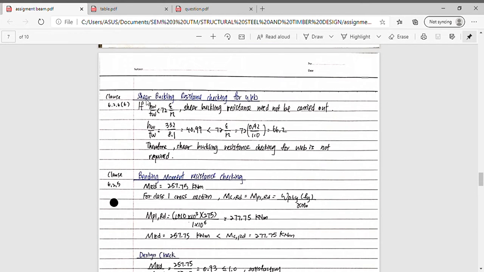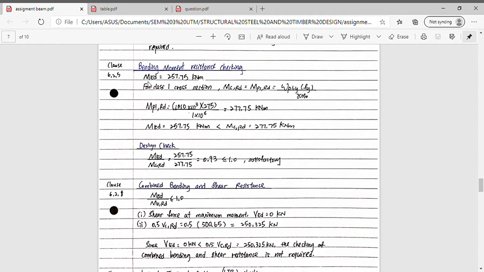Next we go through the shear buckling resistance checking for the web. Using this formula, the result is less than the limit, so the shear buckling resistance check is not required. Therefore, checking the shear buckling resistance for the web is not required. Then we check the bending moment resistance.